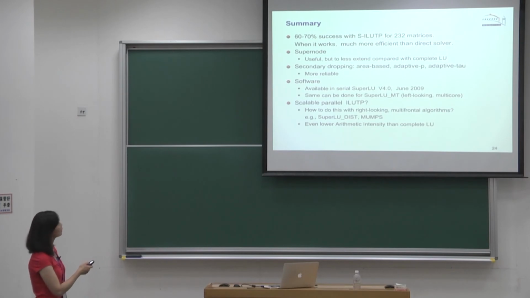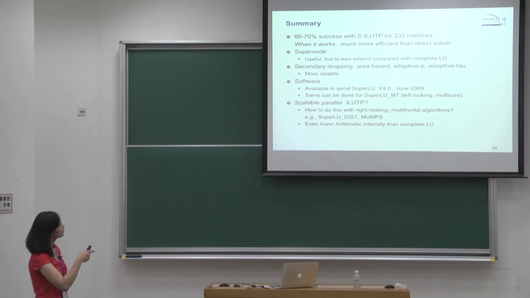So the summary of the experiment: we succeeded with no more than 70% success rate on several hundred matrices. When it works, it's much better than a direct solver. Supernode is useful, but to a lesser extent compared with complete LU. Secondary dropping, then there's the software. And then the difficult question, for which there's still no good solution, is how do you get a scalable parallel ILUTP?